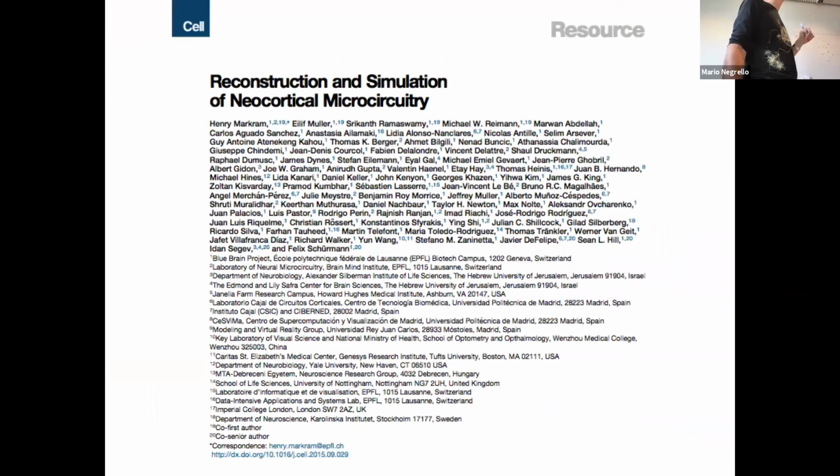Using Hodgkin-Huxley type model neurons, these cosmologists here, no, they're not cosmologists, but it looks like a cosmology paper because there are so many authors. If you're not very much into the scientific literature, this should impress you. There are a lot of people working on the reconstruction and simulation of neocortical microcircuitry by Henry Markram and others. This is the Human Brain Project.